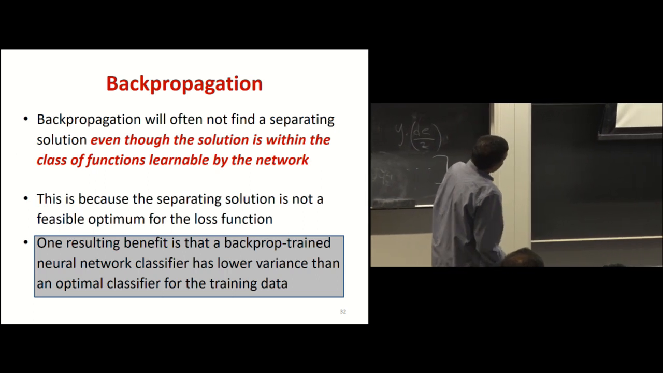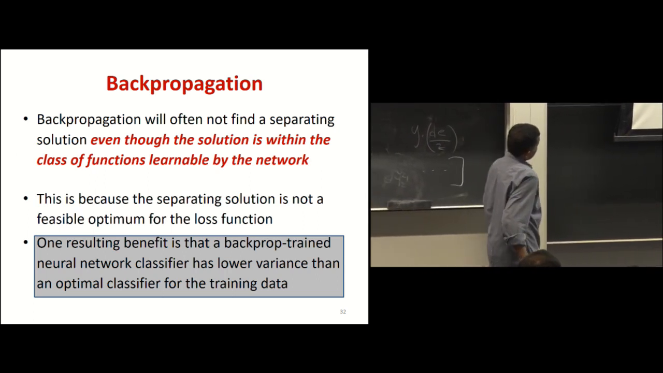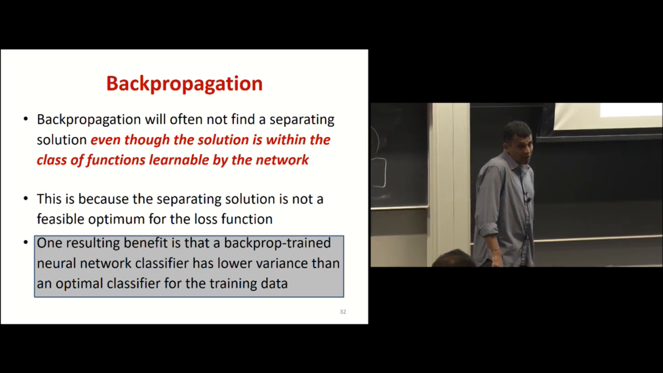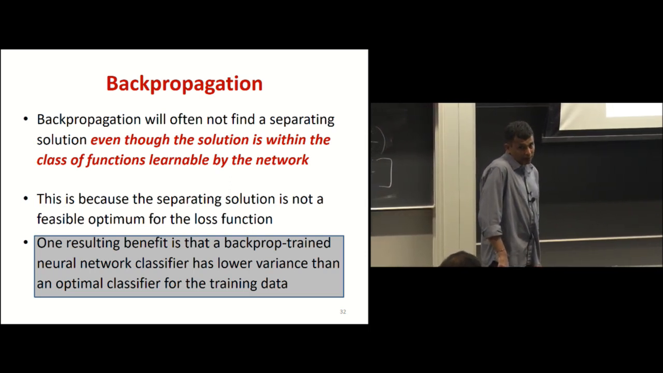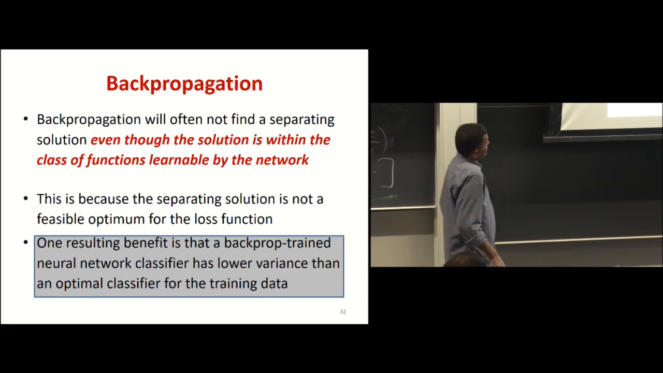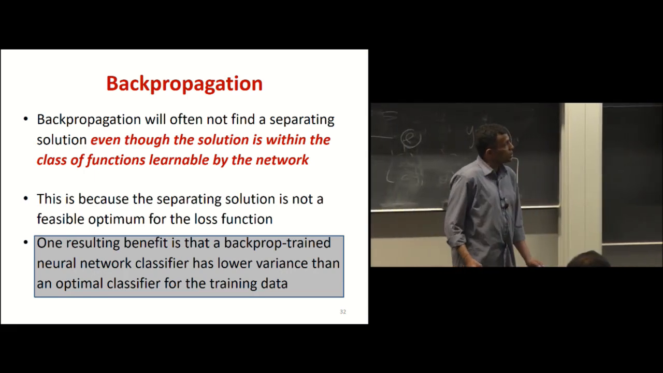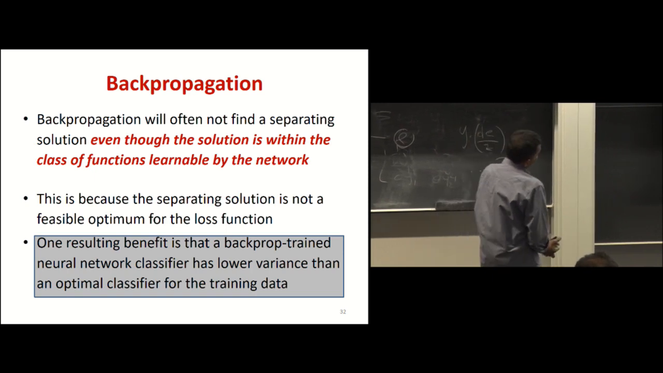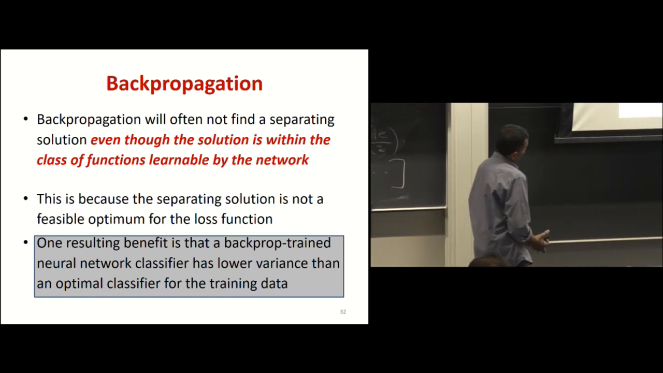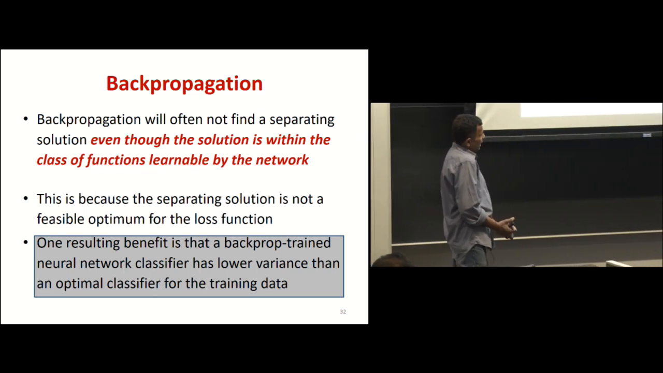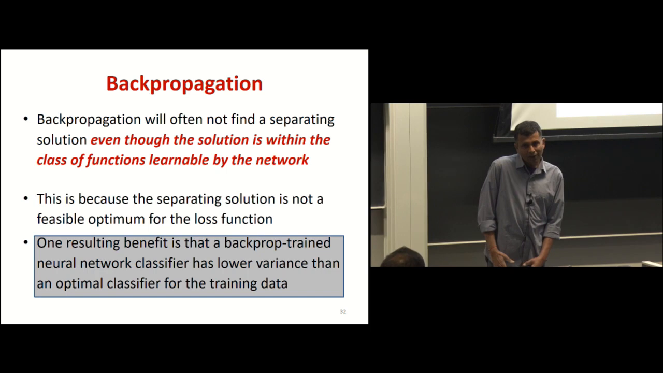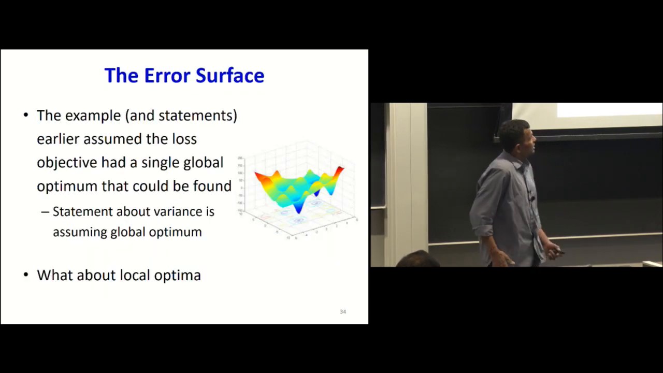So backpropagation will often not find a separating solution, even though the solution is within the class of functions learnable by the network, right? And this is because the separating solution is not a feasible optimum for the loss function. One resulting benefit is that the backprop trained network has a lower variance than an optimal classifier for the training data. Right? I'll stop right here.